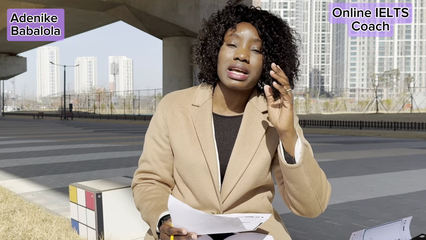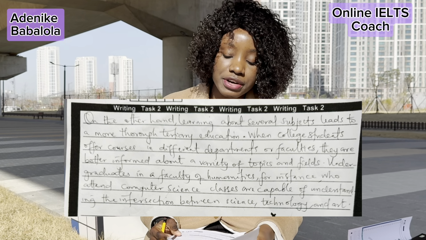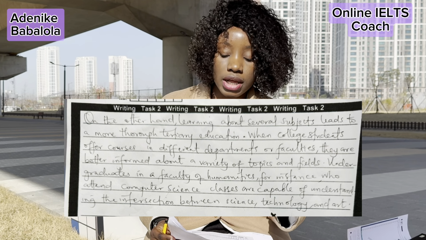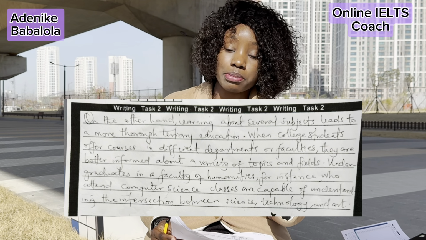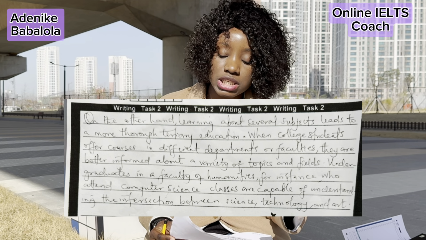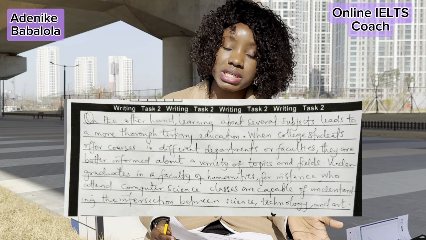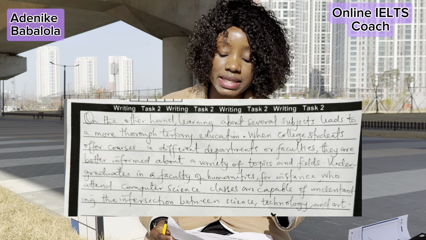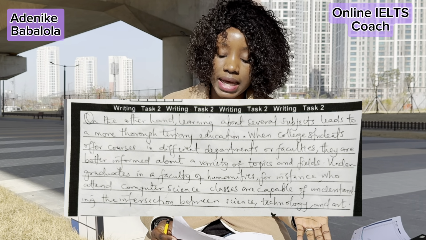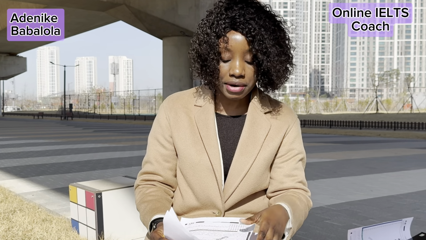Now I'm going to talk about the second view. On the other hand, learning about several subjects leads to a more thorough tertiary education. When college students offer courses in different departments or faculties, they are better informed about a variety of topics and fields. Undergraduates in a faculty of humanities, for instance, who attend computer science classes are capable of understanding the intersection between science, technology, and art. Now, my opinion, this is the next paragraph.